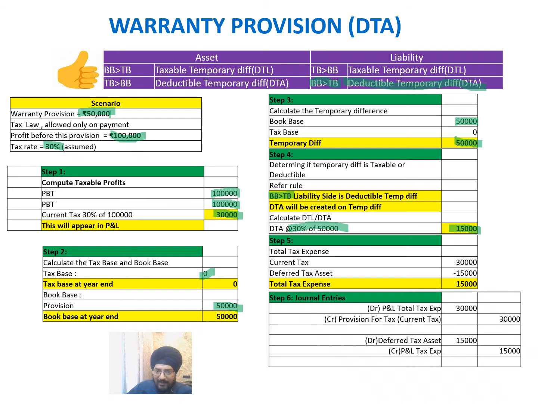Now my total tax expense would be my current tax, which is 30,000, and we have to deduct the deferred tax asset, which is like 15,000. So my total tax expense would be 15,000.